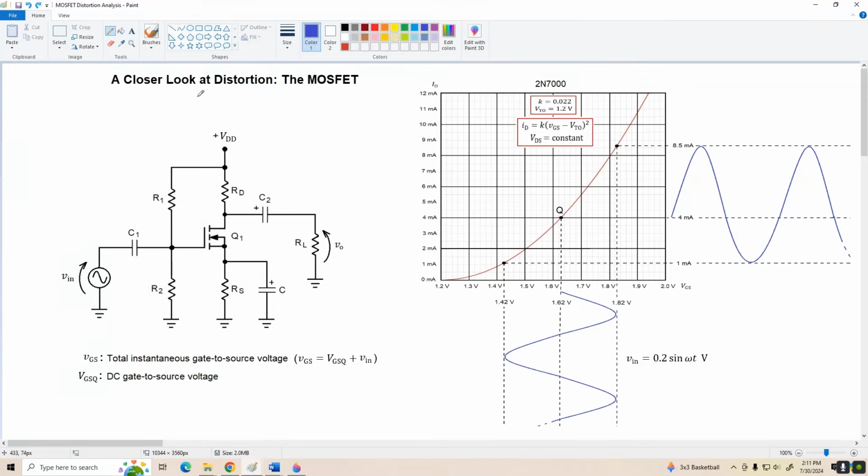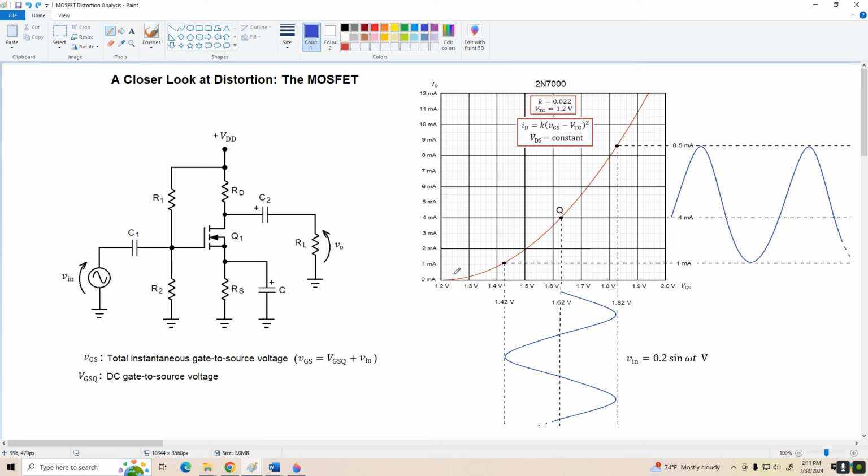Today we're going to take a closer look at the distortion characteristics of the enhancement mode MOSFET. The circuit we'll be working with is shown here. It's a voltage divider biased common source amplifier with complete source bypassing. The device we'll be working with experimentally today is the 2N7000, so its transconductance curve is shown over here.